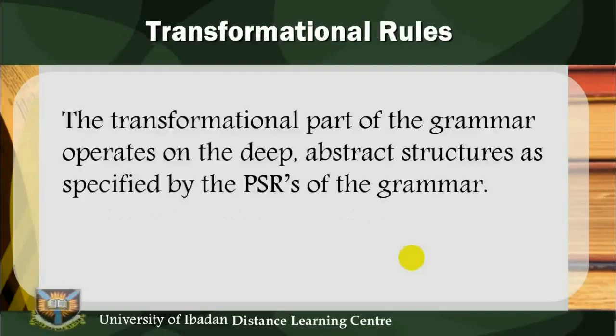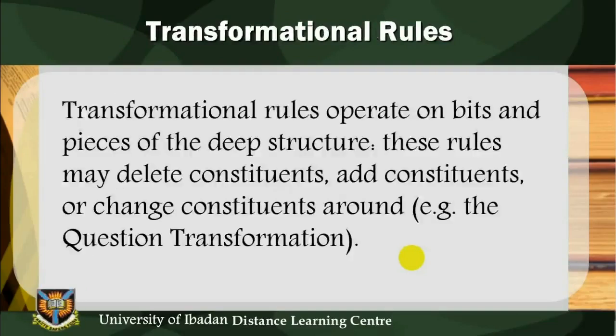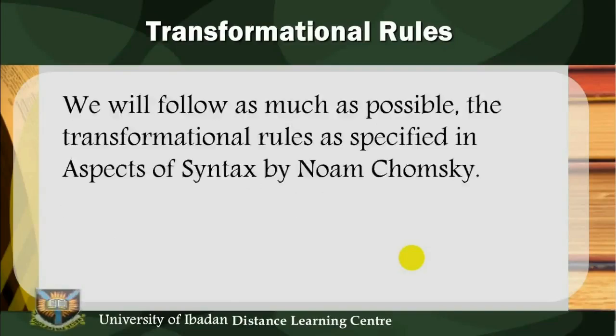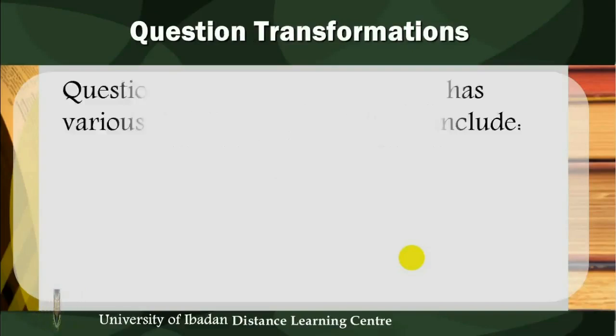Transformational rules. The transformational part of the grammar operates on the deep, abstract structures as specified by the PSRs of the grammar. Transformational rules operate on bits and pieces of the deep structure. These rules may delete constituents, add constituents, or change constituents around. Example, the question transformation. We will follow as much as possible the transformational rules as specified in Aspects of Syntax by Noam Chomsky.